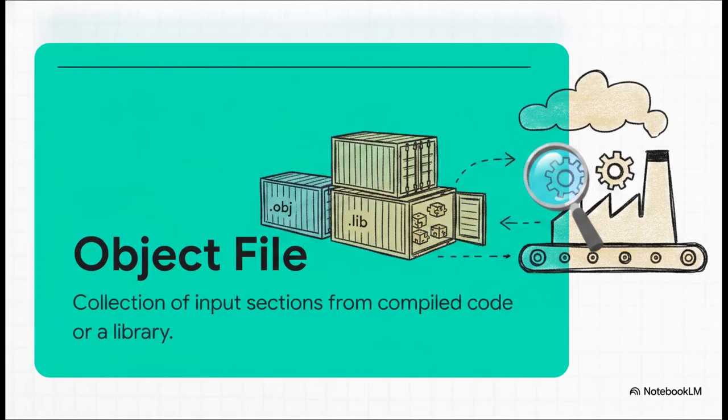First up is the object file. As we just saw at the top of our factory floor, an object file is essentially just a collection of input sections. When your compiler finishes with a C file, it hands over an object file. These can be presented directly to the linker, or they can come bundled up inside a library, typically ending in .obj or .lib. They're essentially the shipping containers arriving at our factory.